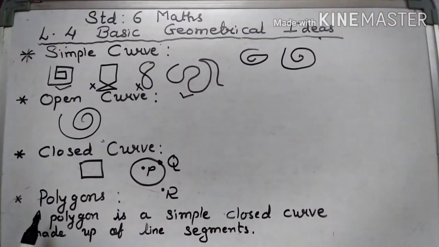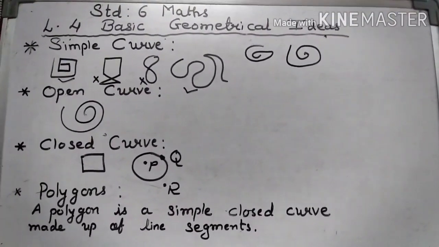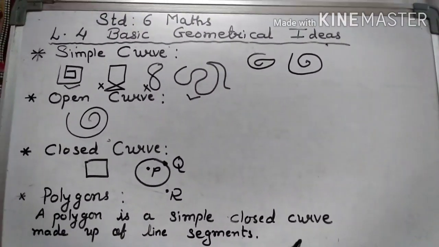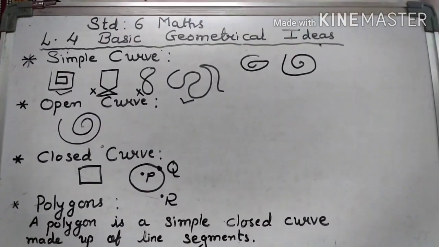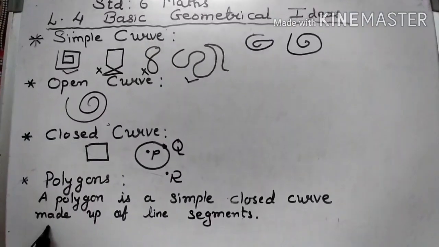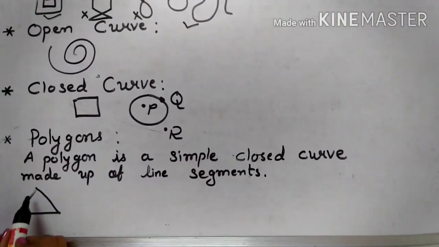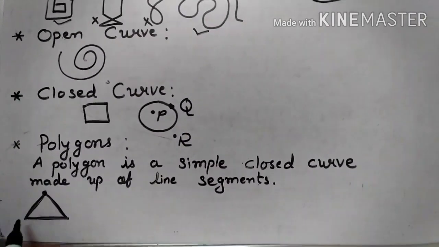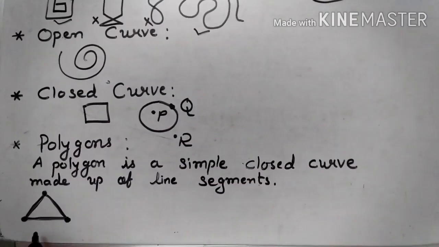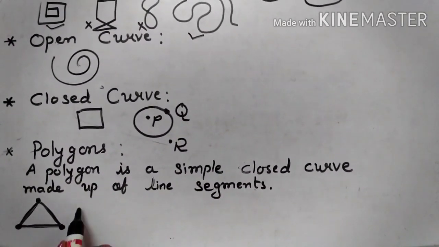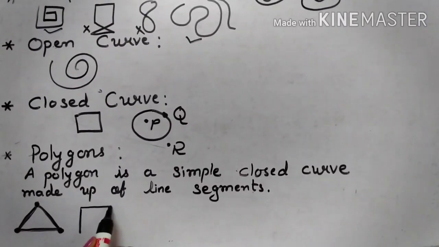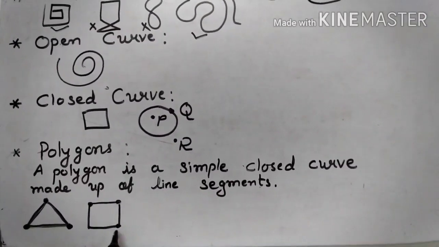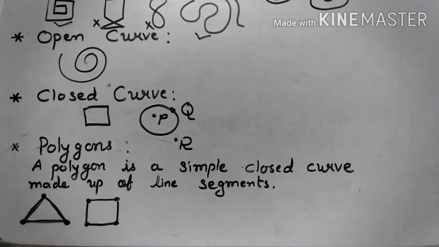Now let's move to our polygons. Students, you have already learned that a polygon is a simple closed curve made up of line segments. Do you remember which is this? This curve is made up of 3 line segments, 1, 2, 3, and 3 vertices, 1, 2, 3. It is a triangle. This polygon is called a triangle. Similarly, when the polygon is made up of 4 line segments and 4 vertices, it is called a rectangle or square.